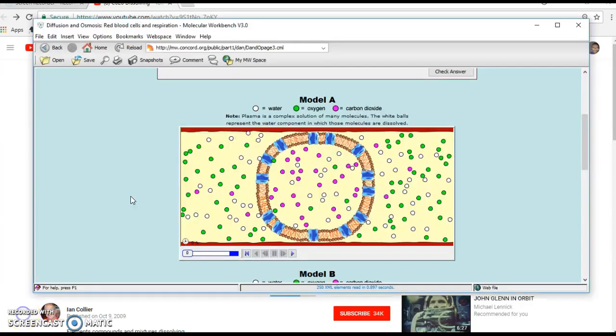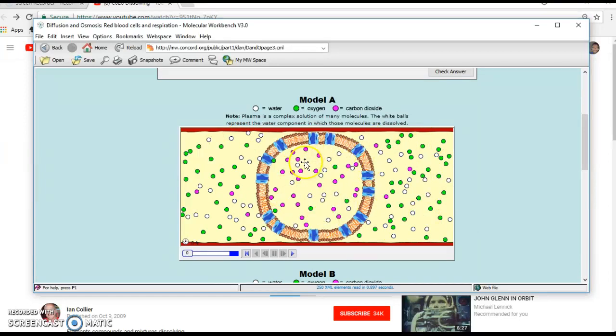Perfect. Diffusion in another representation. So we have a cell here. Now these green particles are oxygen. The concentration of oxygen outside of the cell is higher. So if things diffuse, they'll move from a high concentration on the outside, and they will move internally.